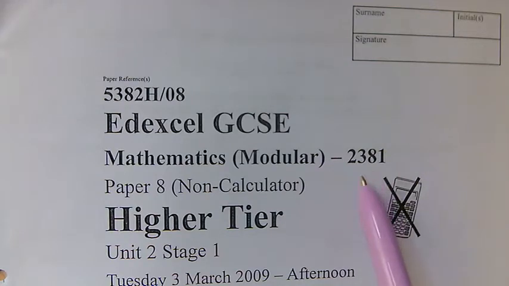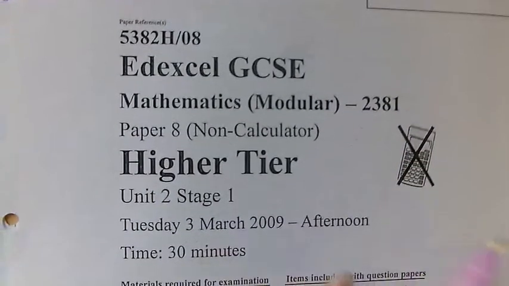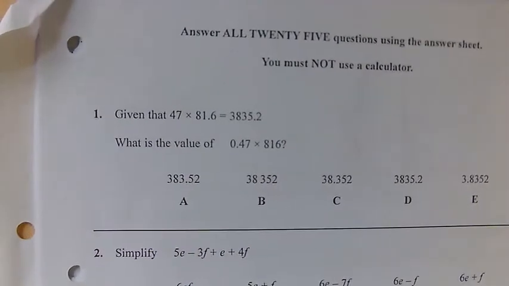Okay, so this is the 2381 paper, March 2009, higher tier, Unit 2, Stage 1. So question 1. Given that 47 times 81.6 equals 3,835.2, what is the value of 0.47 times 816?